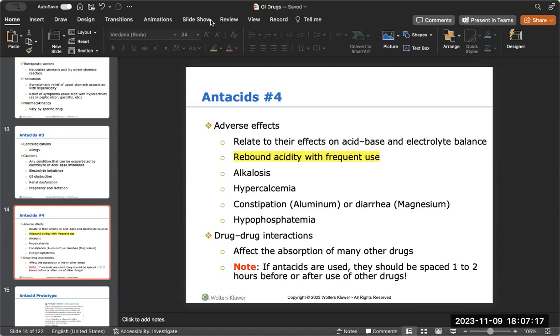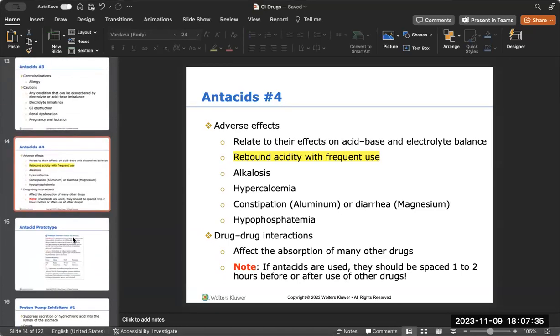If you're using antacids, especially with any other drugs, you should give this drug 1 to 2 hours before giving another drug or 1 to 2 hours after other drugs, because these antacids react with a lot of drugs, so they're not really friendly with other drugs. So rule of thumb here, don't give this in conjunction with other drugs, especially those GI drugs.